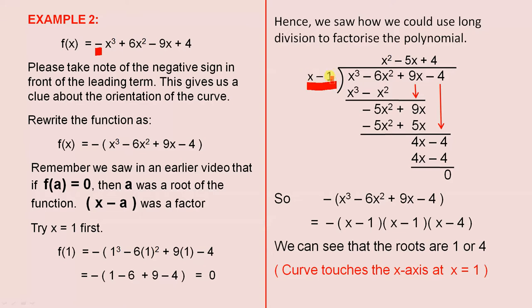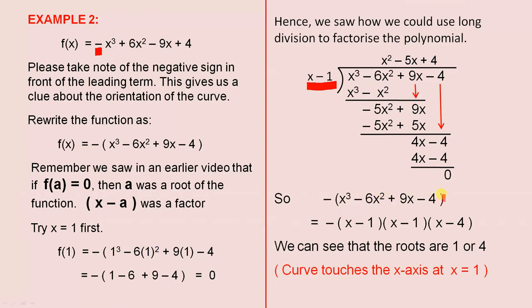So we divide x minus 1 into the original polynomial. Now, I've left the negative sign out. We'll put that in later. We don't need that here. So when we divide x minus 1 into the original polynomial, we get x squared minus 5x plus 4. We just go through the procedure as before, no remainder.